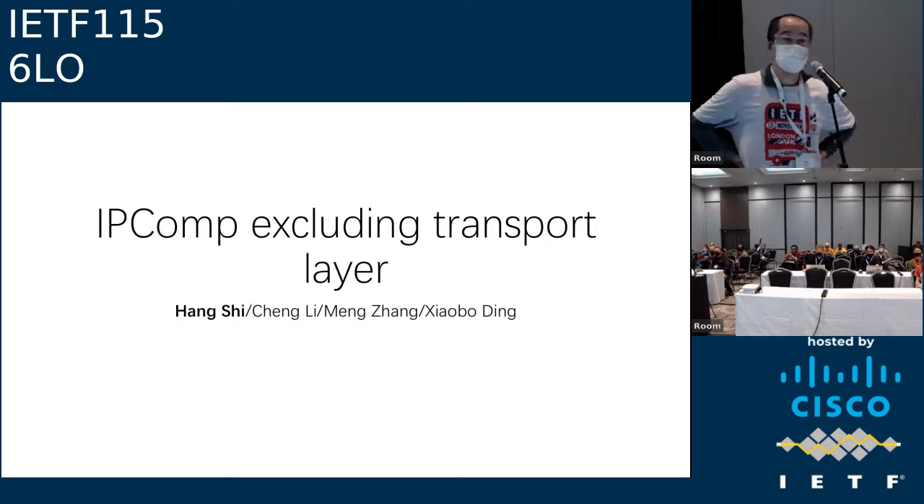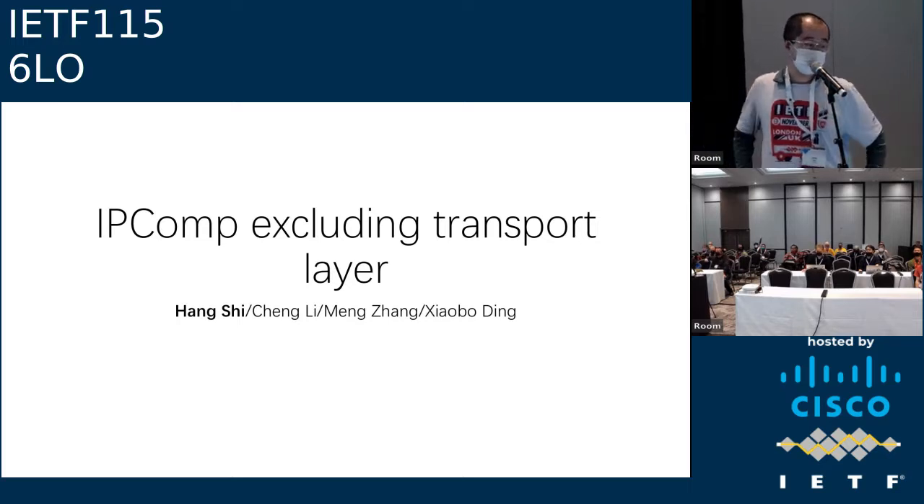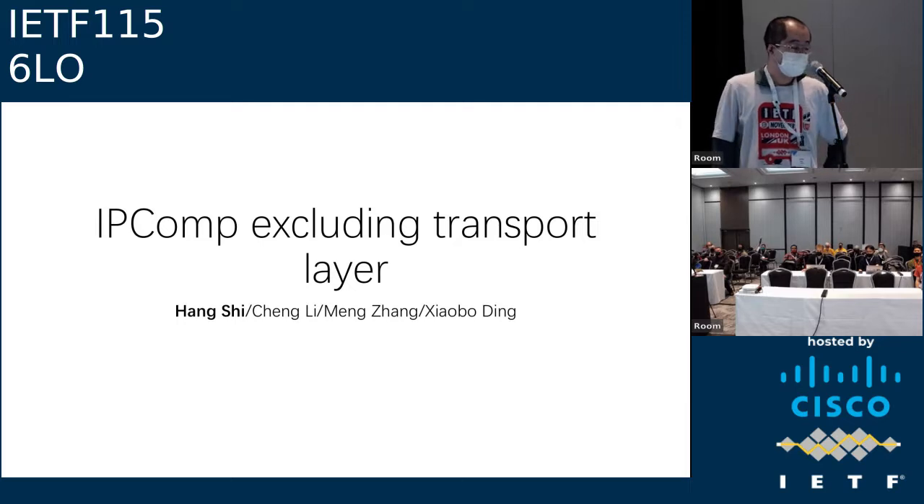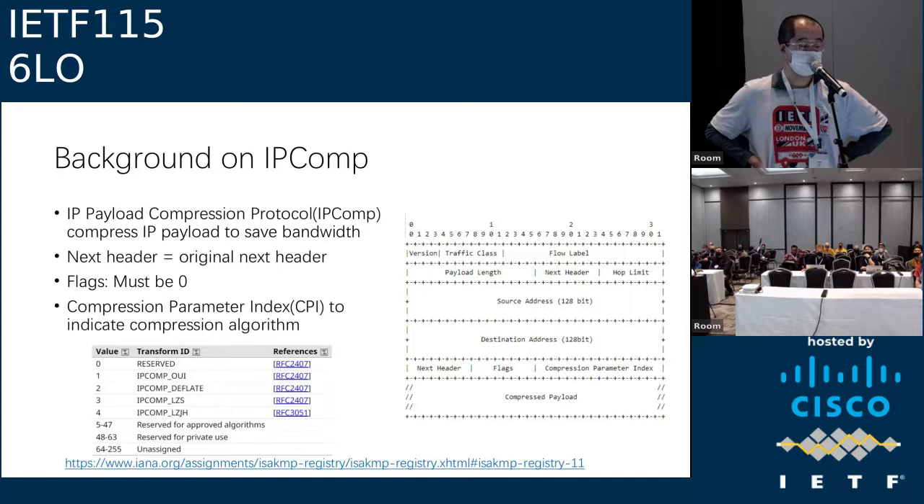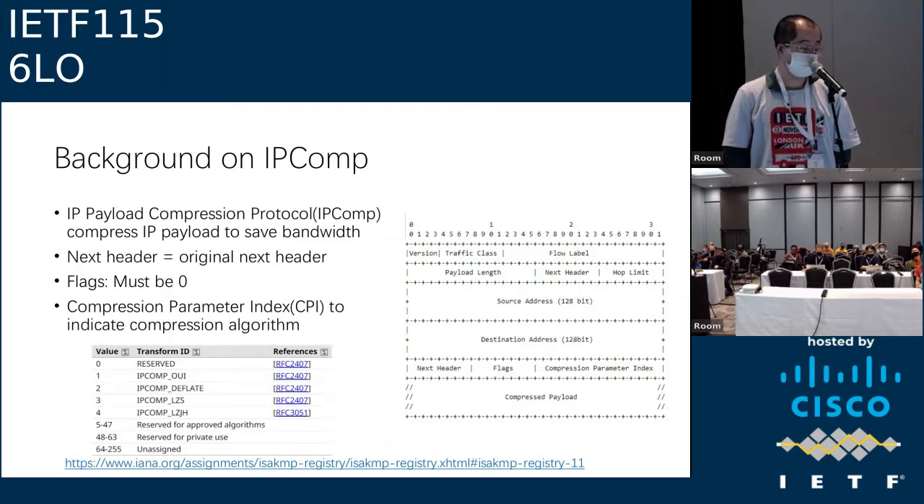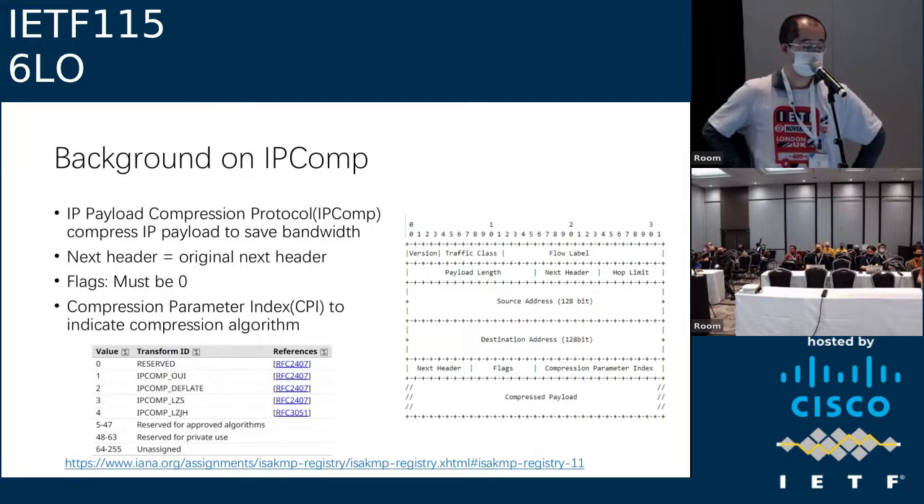Okay. Hello, everyone. My name is Han Shi, and I'm going to present an IPComp extension. Next slide, please. Yeah, the background is really simple. IPComp is compressed IP payload, and the compressed payload is prepended with the IPComp header, which contains the compression parameter index to indicate the compression algorithm, and is located in the IPsec IANA registry.